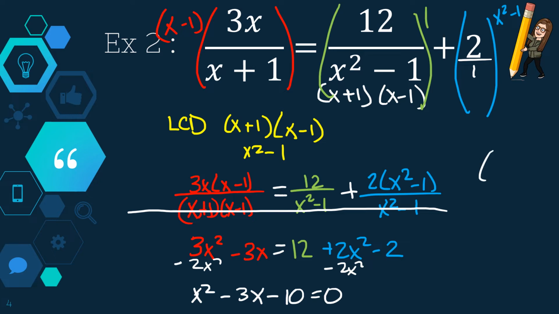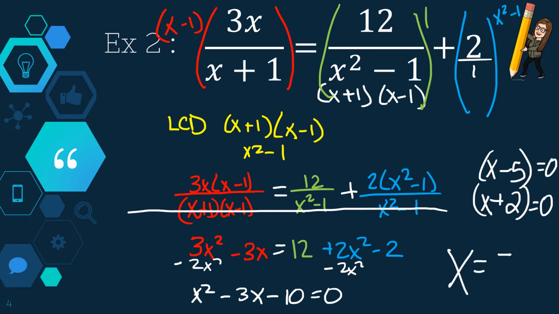All right, let's see, what could my factors be? I need factors of 10 that can get me to 3: 5 and 2. It needs to be a negative 5 and a positive 2. And remember, when we're solving equal to 0, we set each factor equal to 0. So I have 5 and negative 2.